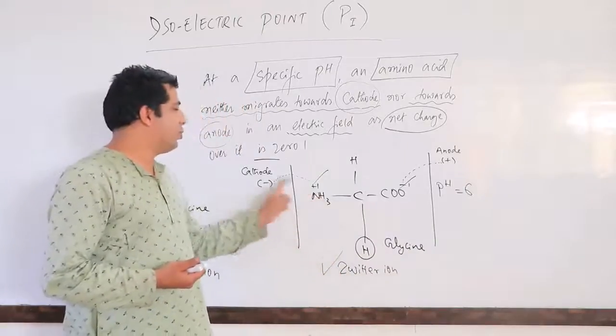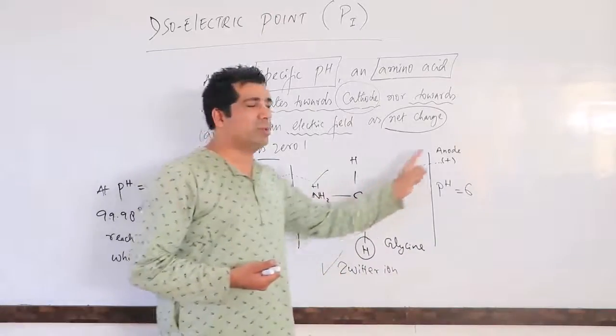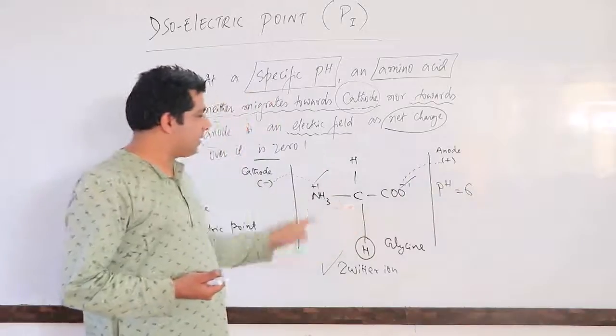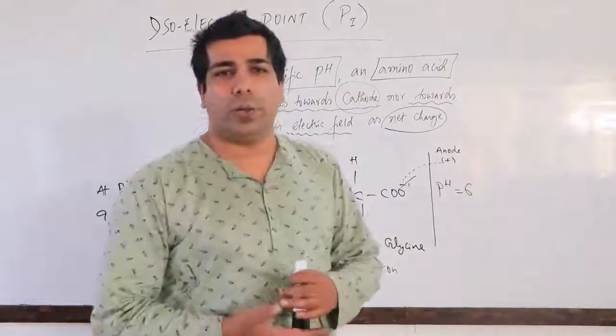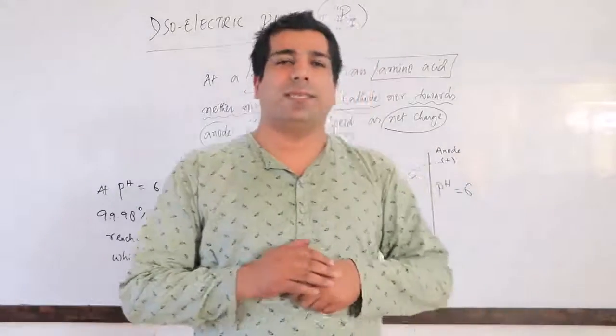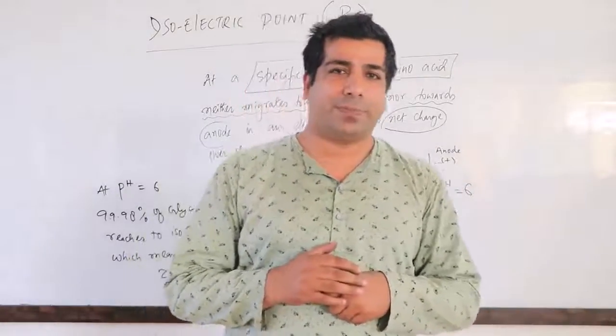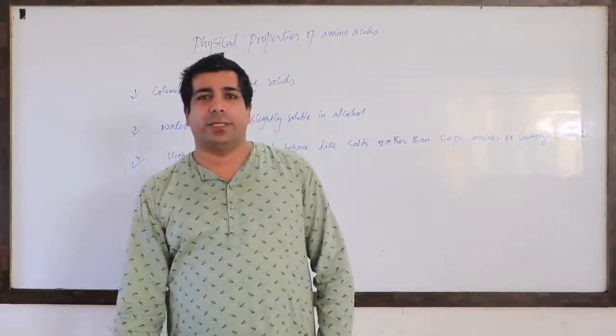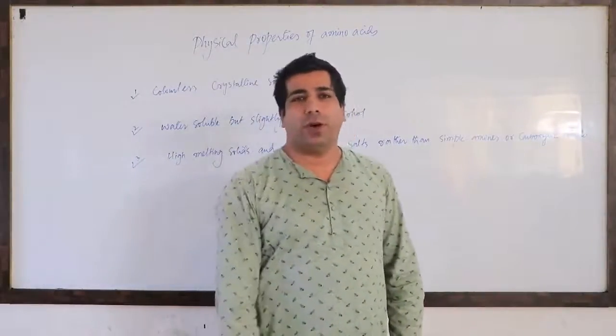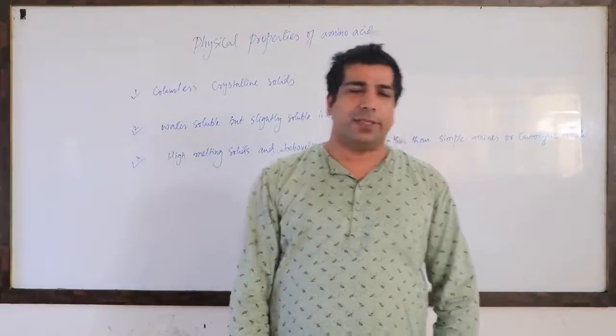It will neither move towards the cathode nor towards the anode, because the net charge on it will be 0. I hope you have understood the term isoelectric point. Thank you. So my dear friends, let's talk about a few of the physical properties of amino acids.